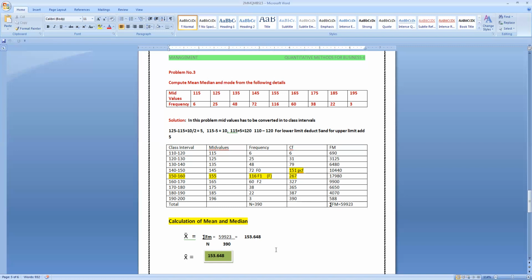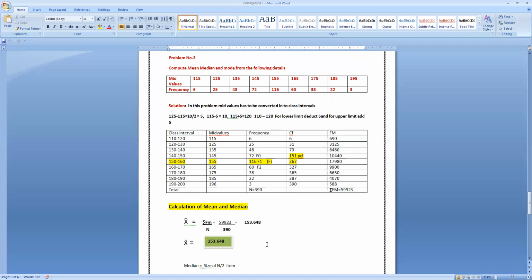For the calculation of mean, the formula we are using here is the direct method. Mean is nothing but sigma fm by n. For the calculation of mean, we require fm. So f means frequency, m means midpoints. 115 into 6 is 690. 125 into 25 is 3125. 135 into 48 is 6480.